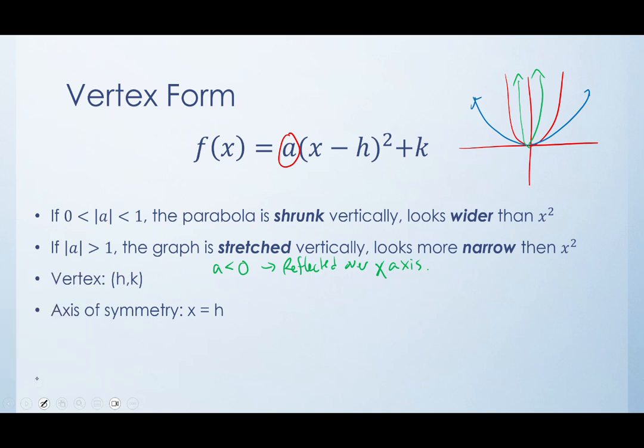Okay. So of course our vertex is at h comma k, and our axis of symmetry has got to go through that vertex. So it is always going to be x equals whatever the x coordinate is of the vertex.